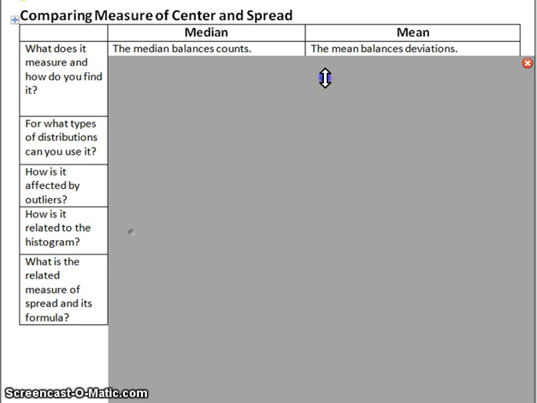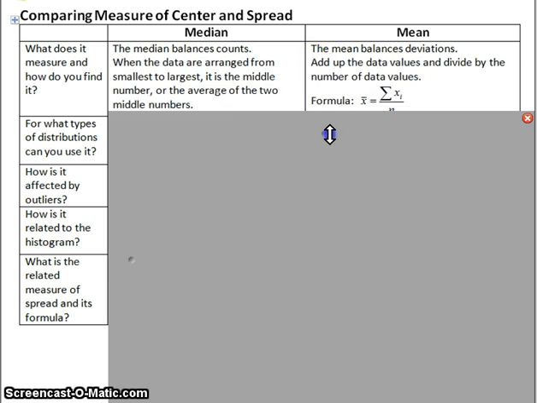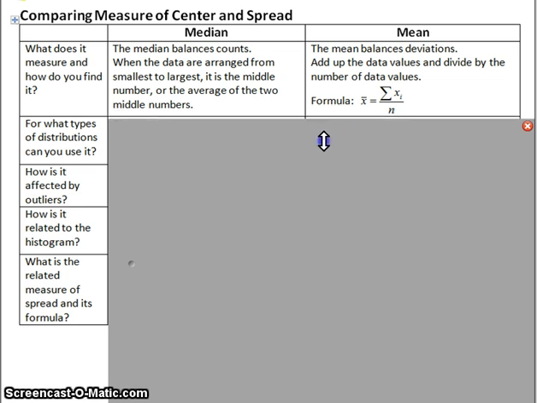Now, as far as finding the median and the mean, not hard. For the median, if you arrange the data from smallest to largest, it's the middle number, or in the case where there is an even number of data values, it's the average of the two middle numbers. For the mean, you add up all the data values and divide by the number of data values.